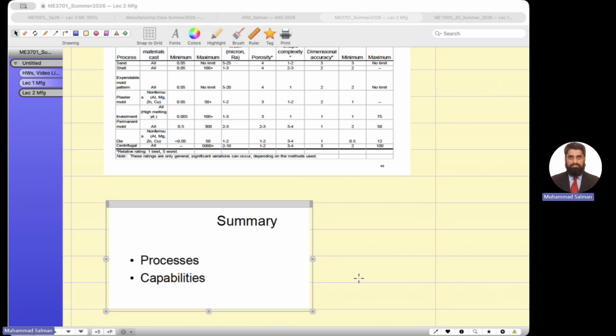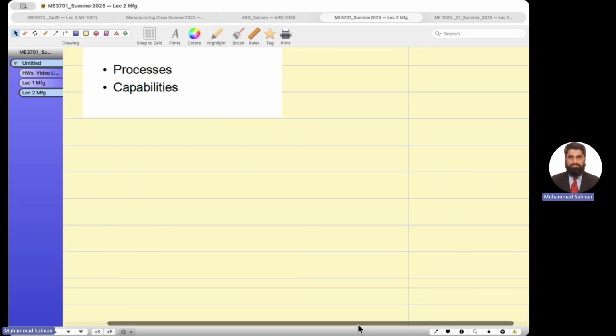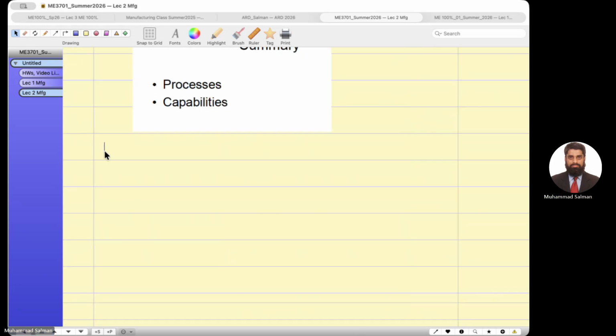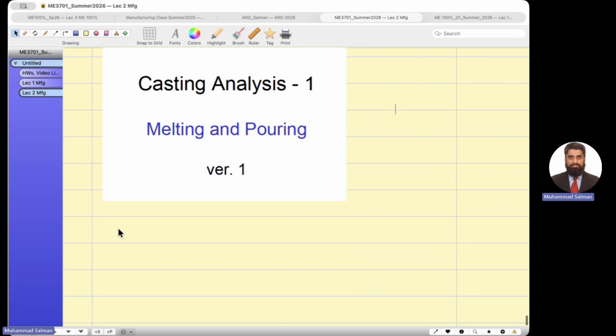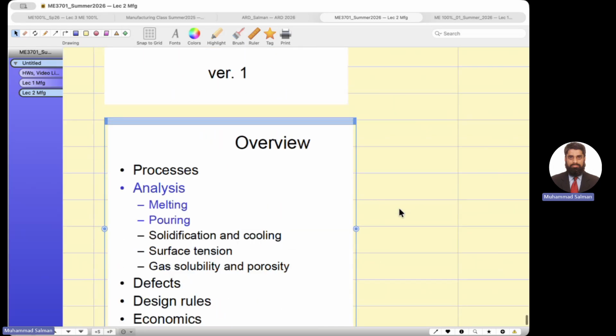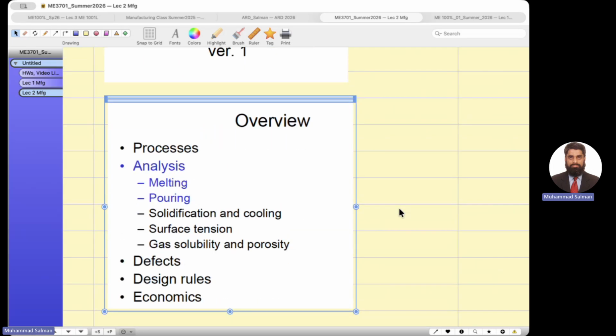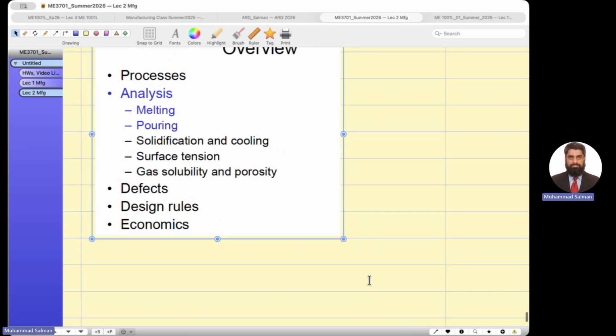As an engineer, I will focus more on the analysis and finding out the time to solidify the molten metal. After this, I will give you a break of 10 minutes so you can relax. Melting and pouring. Okay. You studied already in the first casting slides about the different processes, like sand casting, die casting, investment casting, all these processes you studied. Now the next topic is analysis, melting and pouring.